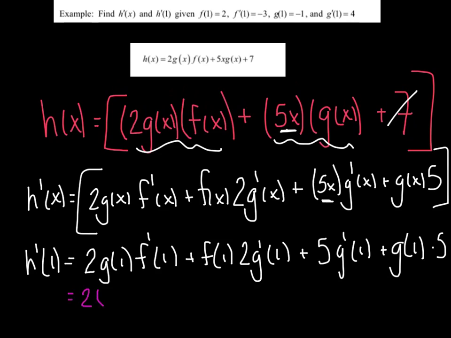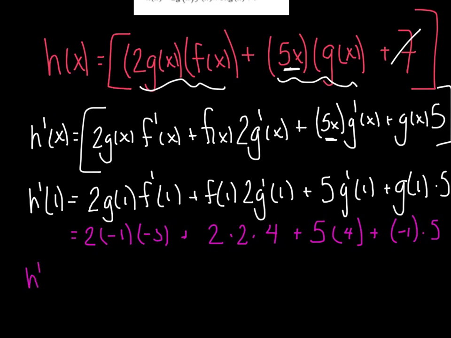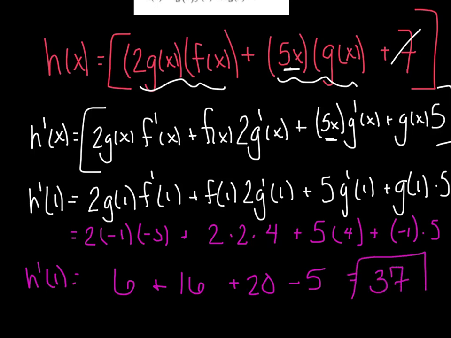Alright, I've got 2, g of 1 was negative 1, f prime of 1 is negative 3, plus f of 1 is 2 times g prime of 1, 4, plus 5 times 4, plus negative 1 times 5. Hopefully that is correct. Let's see, h prime of 1. Again, feel free to pause whenever you need to. I'm getting 6. 2 times 2 is 4 times 4, 16 plus 20 minus 5. And I believe that adds up to 37.